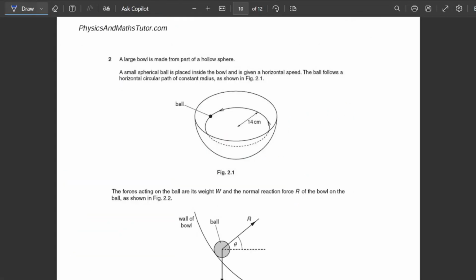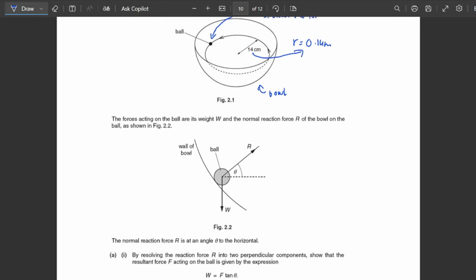So we got a problem over here, and it says a large bowl is made from part of a hollow sphere. A small spherical ball is placed inside the bowl and is given a horizontal speed. The ball follows a horizontal circular path of constant radius as shown in the figure 2.1. So basically this is a bowl, and inside the bowl there's this ball, and it's doing circular motion. All of that has been given to us by the question. And the radius of that circular motion is basically 0.14 meters. I just converted this radius to meters.